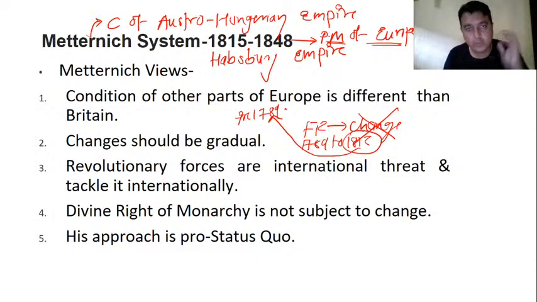He just wanted to change the direction of the wheel. Earlier the wheel was moving forward, he wanted to reverse it, and somehow he managed that for some time. It is said in history that Metternich was swimming against the tides of change. Clear? Why he was so determined, how it happened, all we are going to discuss in the next lecture.